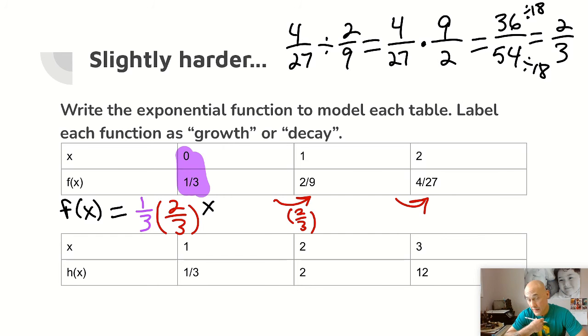Personally, I find this more difficult than setting it up the way I did before, where I said, okay, well, in the numerator, what do I have to multiply? And in the denominator, what do I have to multiply? But you can decide for yourself. Maybe sometimes one way is easier, sometimes another way is easier.